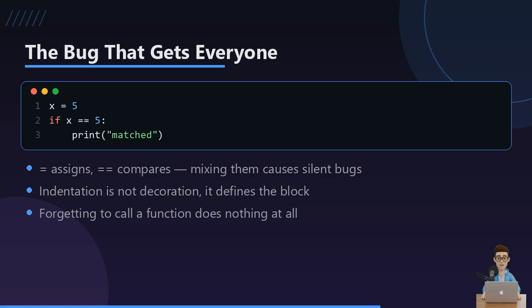Picture handing someone a note that says "the door" when you mean "is the door open." That is what happens when you swap equals for double equals. Python quietly does the wrong thing. I mixed these up constantly when I started. Indentation is just as sneaky. One misplaced space and the whole block reads differently. Watch for these 2 and you will dodge most beginner bugs.